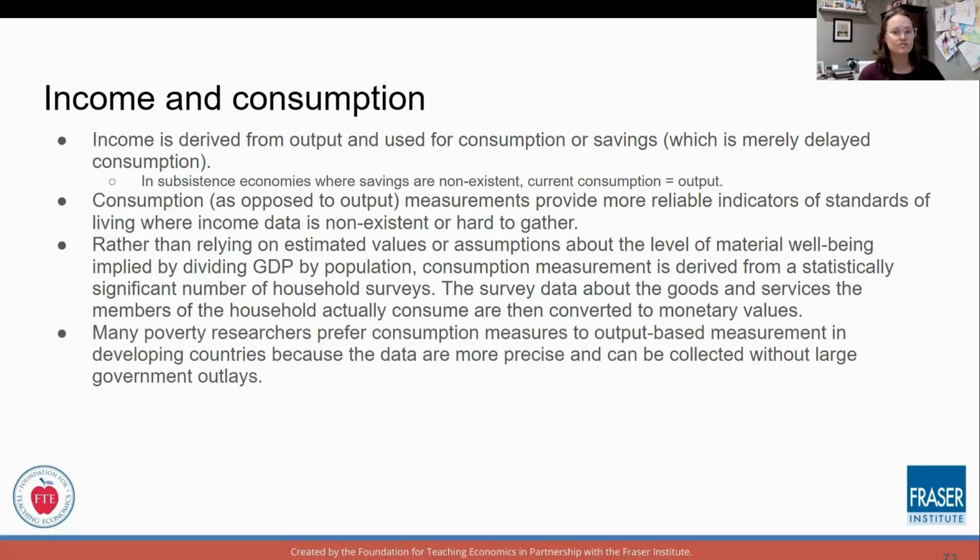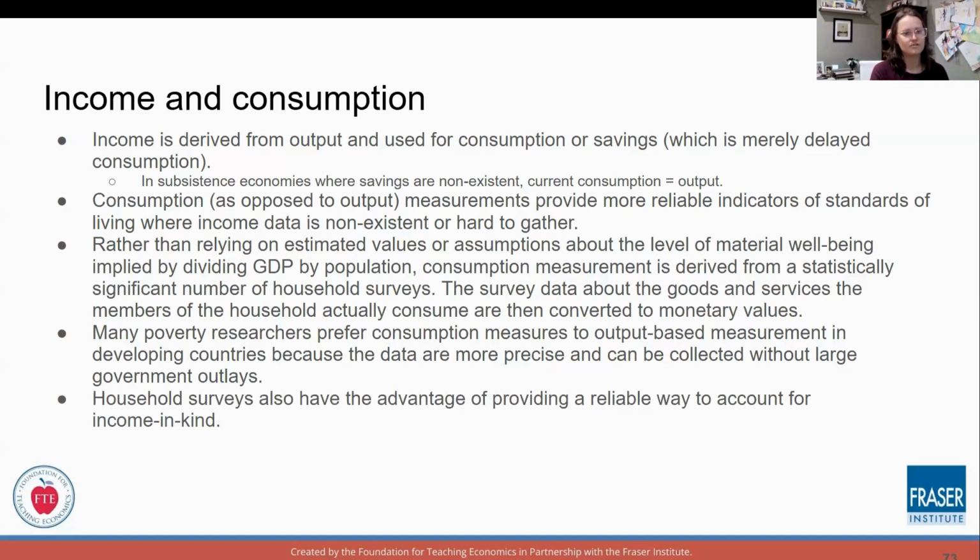Poverty researchers prefer consumption measures to output-based measurement in developing countries because it's a little bit more precise, right? So there's even a difference in the jargon within the economics field. I don't think you should necessarily use one over the other. I think use both, or use them where appropriate. GDP is a good measurement. It's a general thing, and it's fairly easy to understand. There's also household surveys, which are nice. They have the income.